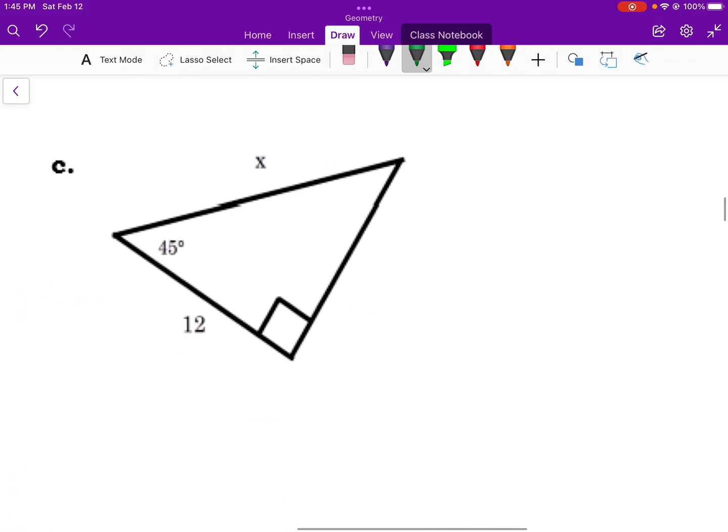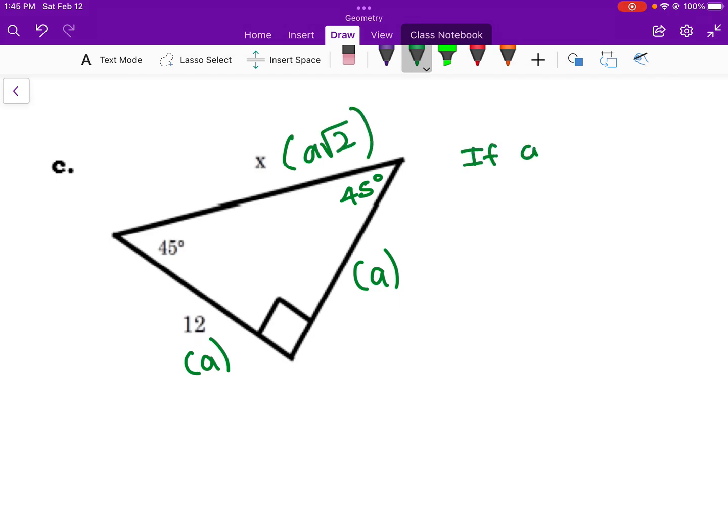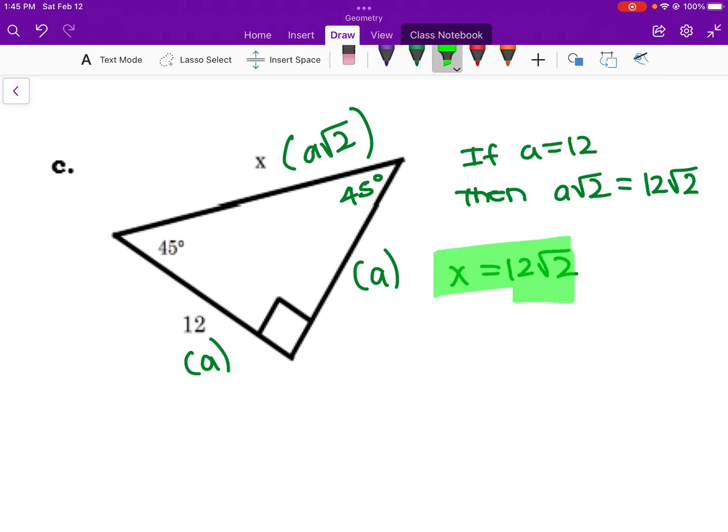Okay, last one. We know we have 90 degrees and 45 degrees, leaving the other guy as 45 too. Throw down our labels. We know this is a, this must be a root 2. So in this case, we're saying if a equals 12, then a root 2 has to equal 12 root 2. And that is the same as x. So literally, x equals 12 root 2. Okay, so that's the process, just kind of knowing the ratios and how to apply either through division or multiplication.